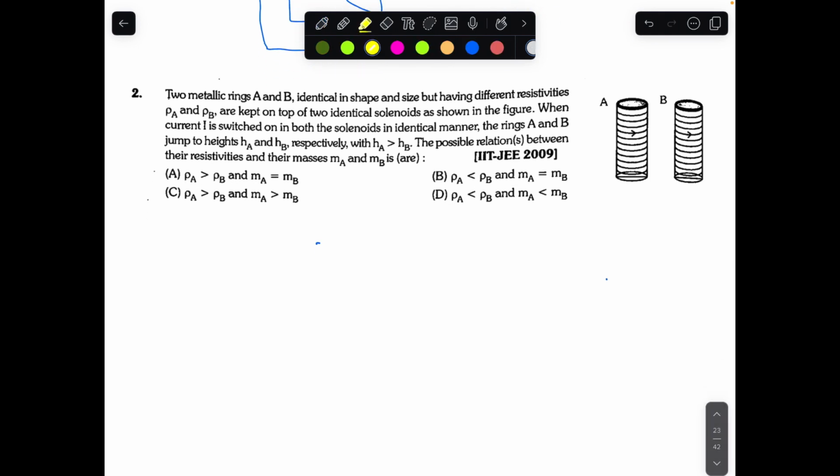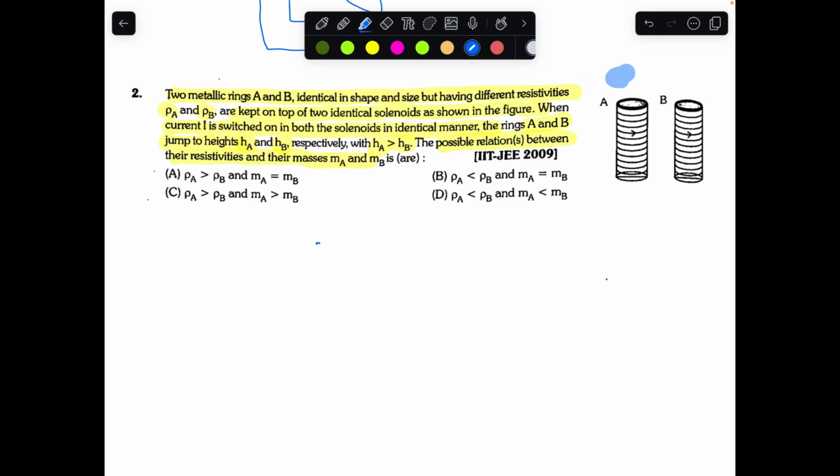Second question. Two metallic rings A and B, identical in shape and size but having different resistivities ρA and ρB, are kept on top of two identical solenoids. When current I is switched on in both the solenoids in an identical manner, the rings A and B jump to heights HA and HB, where HA is greater than HB. The possible relations between their resistivity and masses.